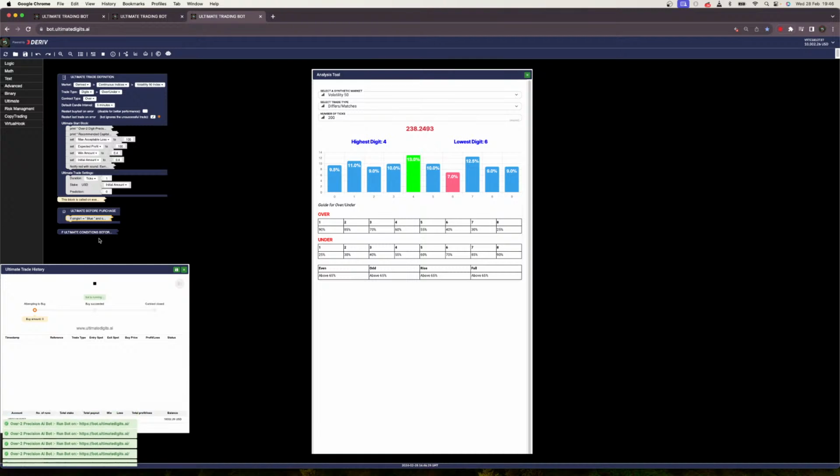But when digit 2 starts hitting 9.5%, I stop running the bot. Because that means the digit statistics on digit 2 has started to rise, so it will be more frequent in the market.